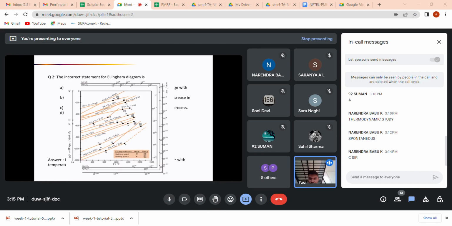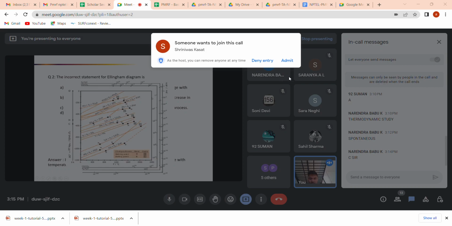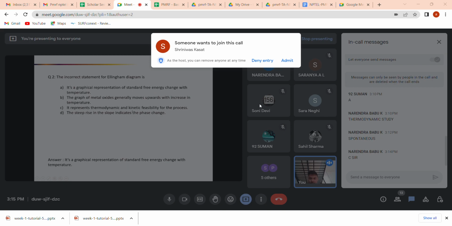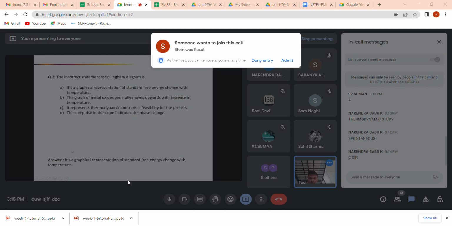So you can see this diagram. I have shown you the whole diagram. For the graph of metal oxides, it generally moves upwards. Definitely, you can see from the diagram all are moving upwards, and it represents the thermodynamic and kinetic feasibility of the process. Yeah, definitely, it represents the kinetic and thermodynamic feasibility because you can know from the Gibbs free energy change. And then the steep rise in slope indicates the phase change.